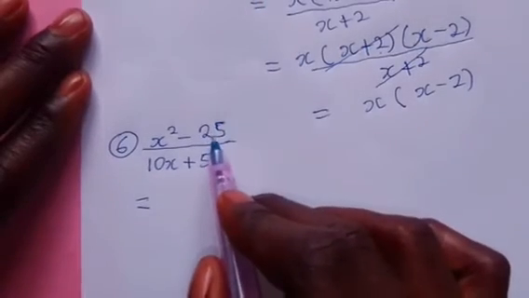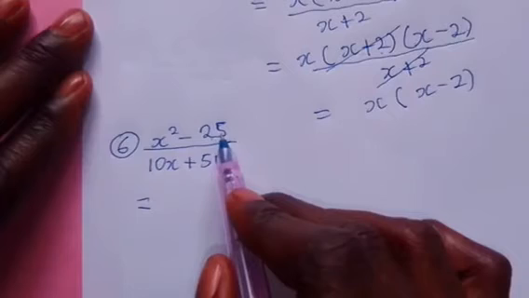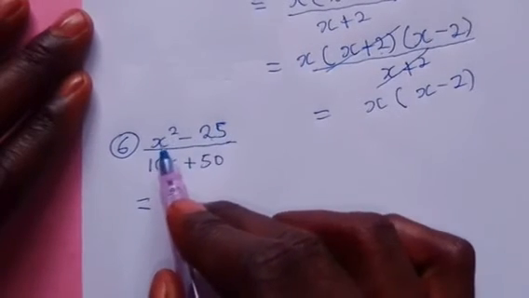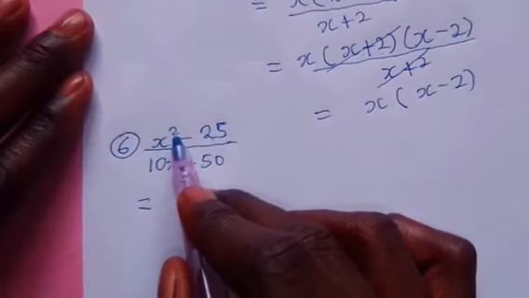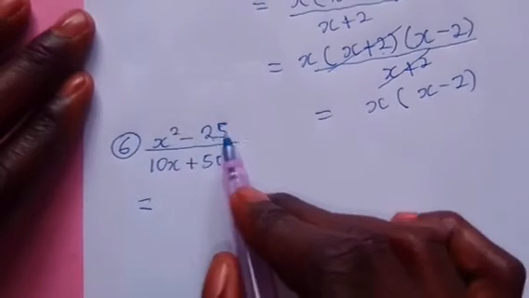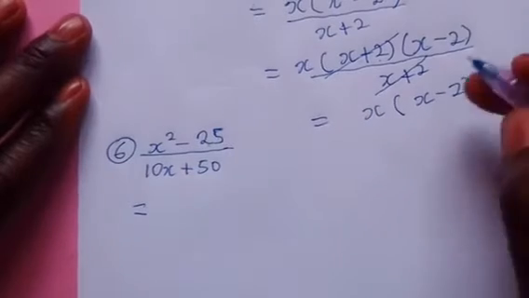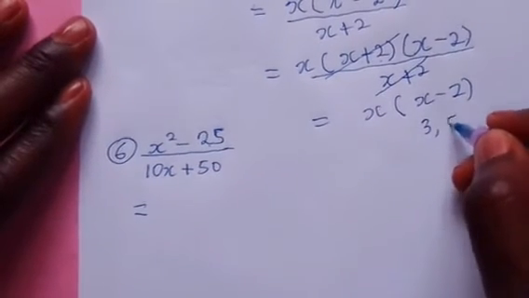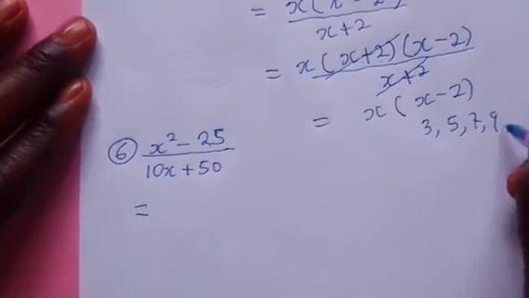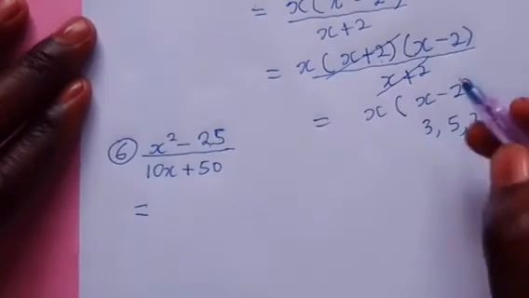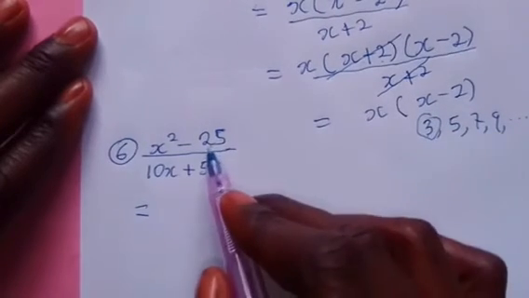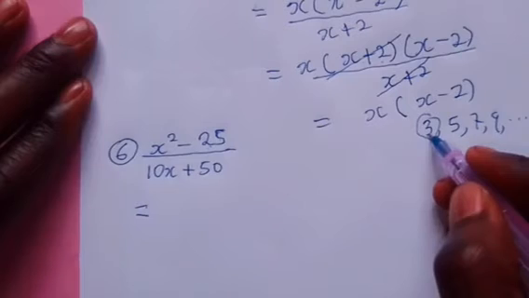If you check this number 25, we have to ask ourselves, can we write it as a perfect square? That is, we must write it in such a way that it will have a square. Now 25 belongs to the class of odd numbers. And what are the possible odd numbers? We have 3, 5, 7, 9, and so on and so forth. So let's take 3 first. 3 times 3 will give us 9. We are looking for 25, so 3 times 3 cannot give us 25.